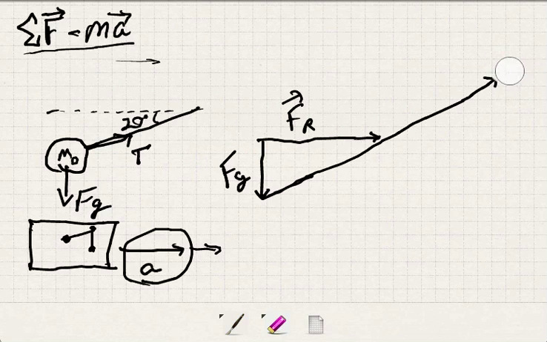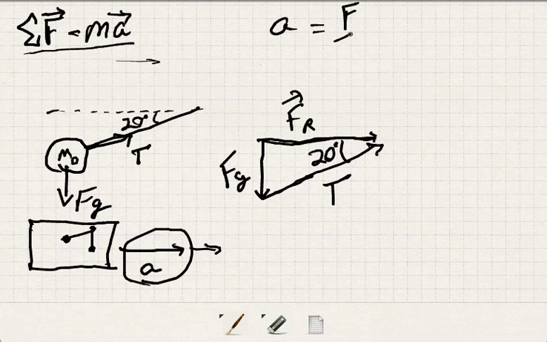So I made this guy too big. And this is the tension here pulling on it. And this is the vector sum of the forces. And this is a 20-degree angle, because the direction of the string is the same as the direction of its tension. Okay? So now we can find the acceleration, because the acceleration is just equal to the force over the mass, the resultant force over the mass, the total force. So we need to find what this guy is.